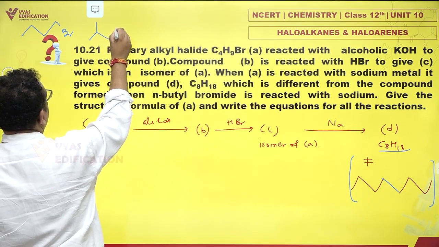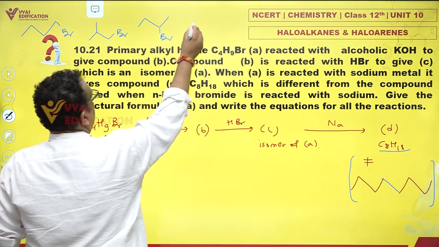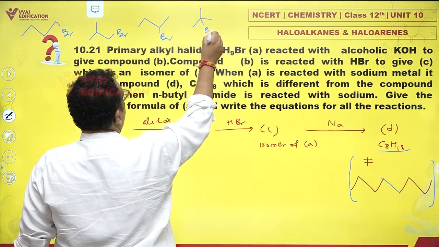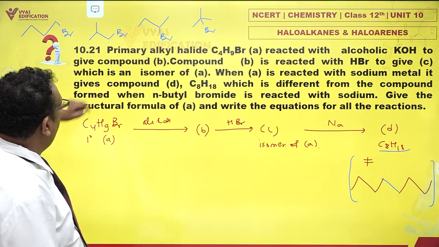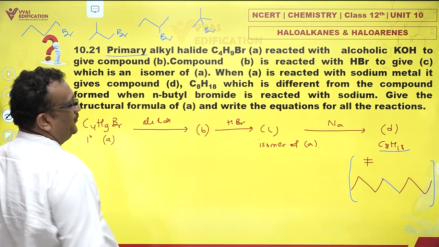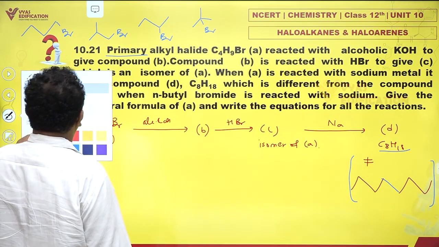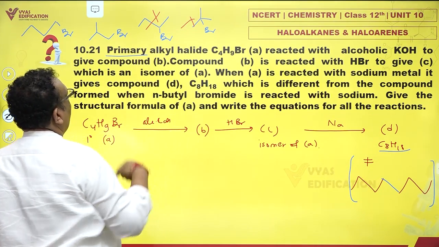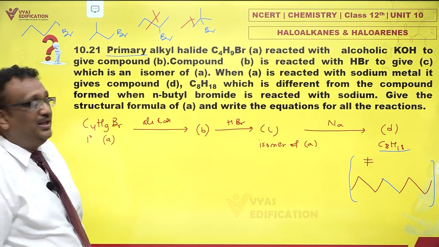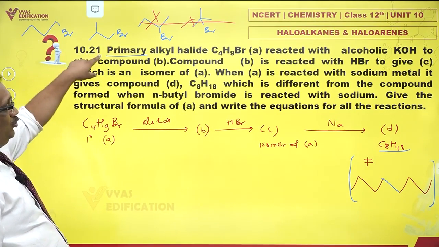Then there is an isobutyl group. Then there is a secondary butyl group. And then there is a tertiary butyl group. So I could have had these 4 options, but I am being told that this is primary. If this is primary, it means I don't have tertiary or secondary as offers. This is not the case. If this is ruled out, I'm just left with 1 and 2.